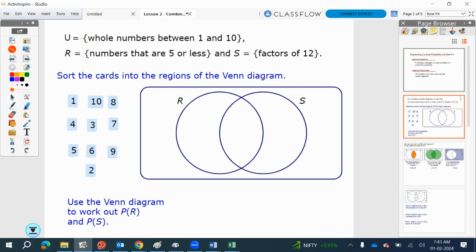So the rectangle represents the universal space, the entire sample space. In this case, the universal set is the whole numbers between 1 and 10. R is the numbers that are 5 or less, and S are the factors of 12. Have a go at copying the Venn diagram and put the little numbers in the correct holes.